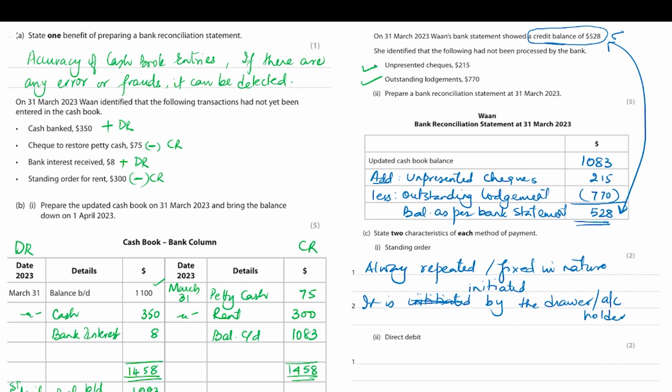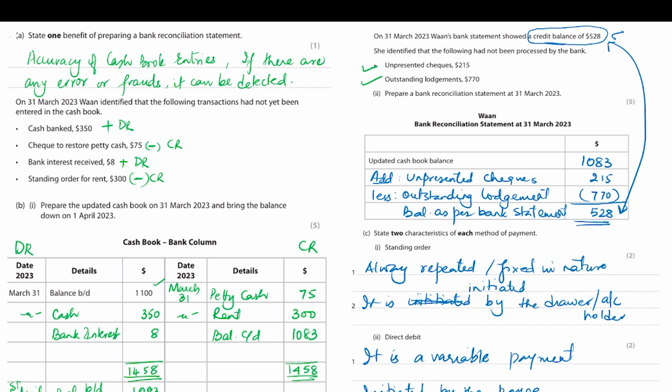Whereas with a direct debit, the payment happens every month, but it may be a different amount. And who does it? It is initiated by the payee, that means the supplier, or suppose the business takes a bank loan. So there is an auto debit. That is a direct debit from the bank. So we can say it is a variable payment, and it is initiated by the payee.